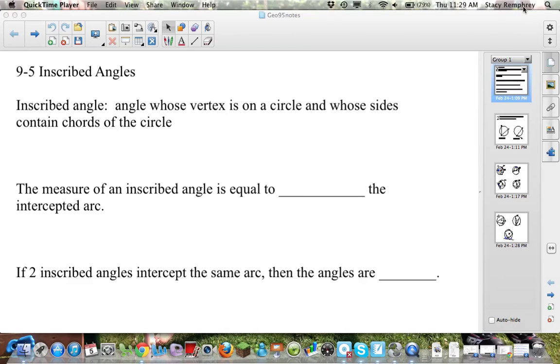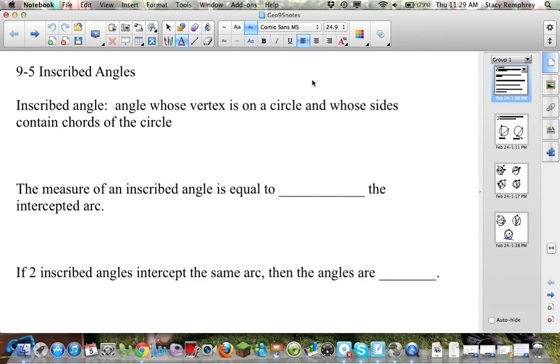These are the 9-5 notes for inscribed angles. This definition of an inscribed angle was on your exploration: an angle whose vertex is on a circle and whose sides contain chords of the circle. So what you should have found is the measure of the inscribed angle is equal to half the intercepted arc.